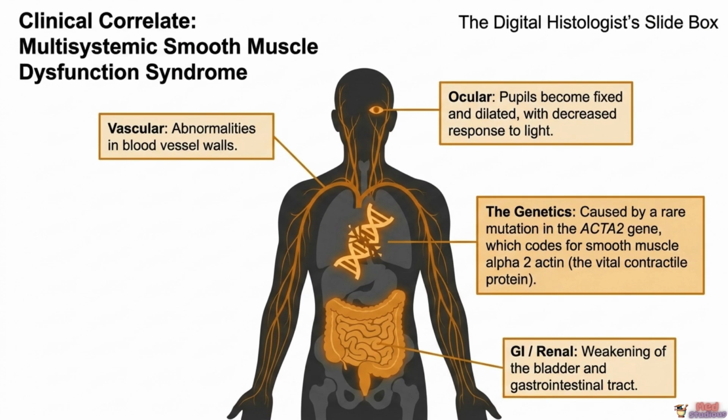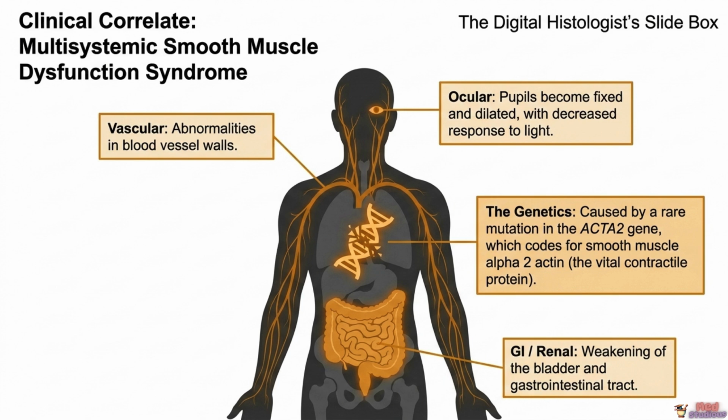Our final clinical correlate highlights a rare genetic disorder known as multisystemic smooth muscle dysfunction syndrome. This condition vividly illustrates just how ubiquitous smooth muscle is across the body. The genetics behind the syndrome involve a rare mutation in the ACTA2 gene. This specific gene is responsible for coding smooth muscle alpha-2 actin, which is the vital contractile protein necessary for movement. When this protein is malformed, the smooth muscle fails system-wide.